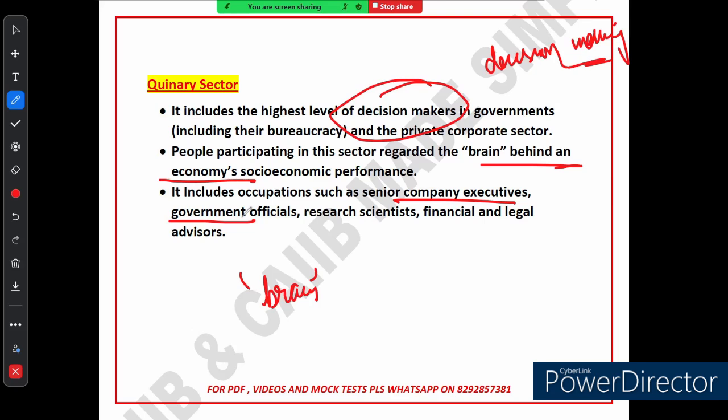For example, a government minister deciding on a new economic policy, or a CEO steering a major corporation. All of these actions can happen in the quaternary sector, right? Because of its critical role in guiding the economy, the quaternary sector is seen as essential to the socio-economic performance of a country. The decisions made here influence everything from job creation and economic growth to technological advancement and social welfare.